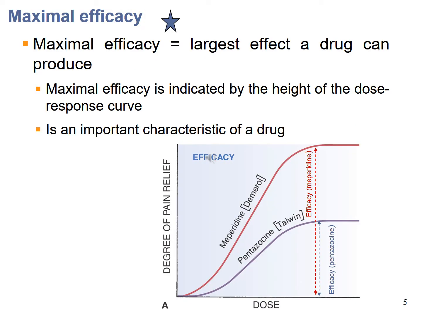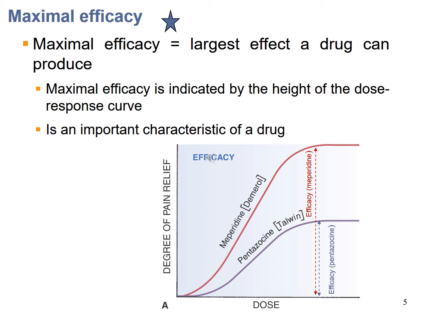So the maximal efficacy is the largest effect a drug can produce. If you look at this slide, you have a dose-response relationship with two different dose-response curves for two different drugs. You have meperidine in red, and pentazocine in blue. And you see that the curve for meperidine is higher than pentazocine. The maximal efficacy is indicated by the height of the dose response. So the plateau, which is the maximal response, is higher for meperidine, and therefore the height of that curve is higher than the maximum height for pentazocine.